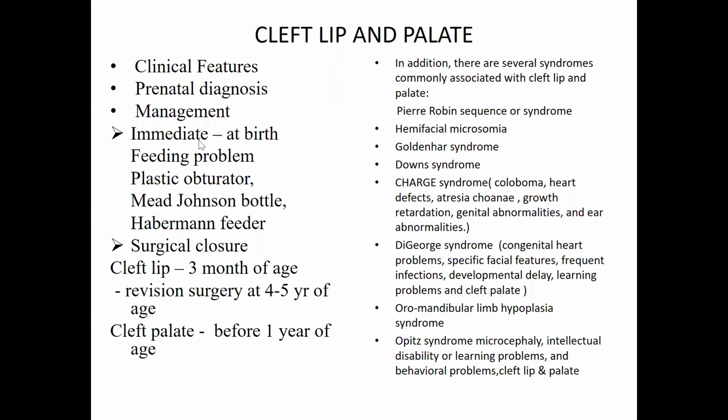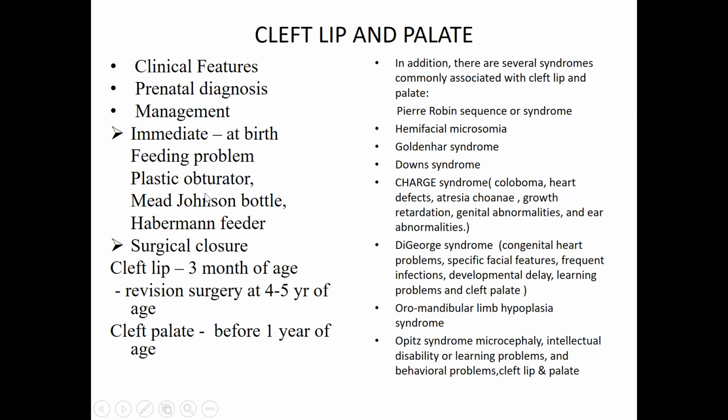The immediate problem at birth is a feeding problem. What will happen? There will be a feeding problem because they cannot do sucking properly, and while swallowing there is a chance of regurgitation. So there are special bottles: Haberman feeders, and different types of Johnson bottles, that you can give feeding with.